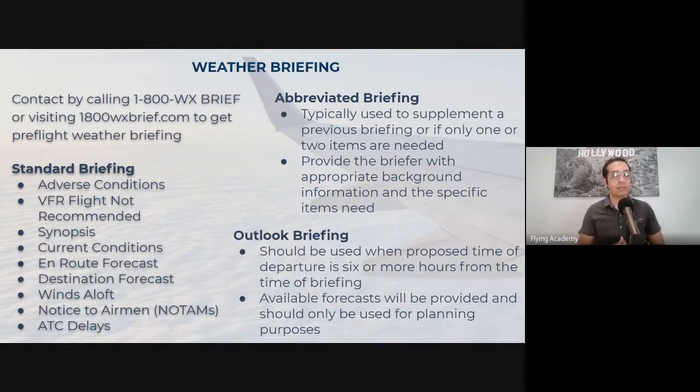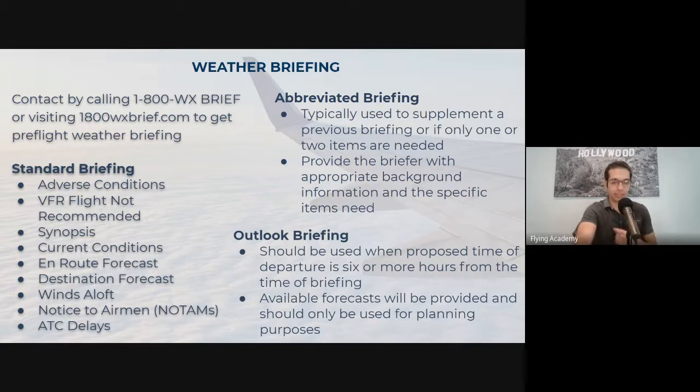If you call the weather briefing and you tell them I need an abbreviated briefing, that means you already checked the weather somehow, or you already had a standard briefing. You just want to get an update about any TFR, any NOTAMs, anything. Keep in mind, TFRs are part of the NOTAMs, and if there are different types of TFRs, they will include it after ATC delays. So the weather briefer is going to tell you no NOTAMs available. That means either he doesn't have them or there are no NOTAMs.